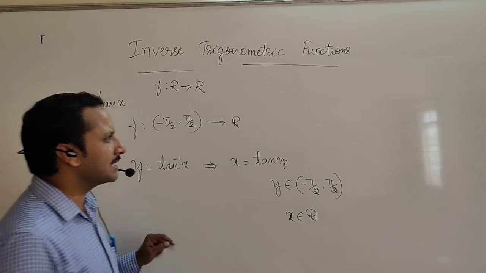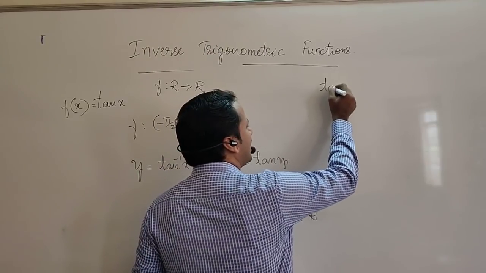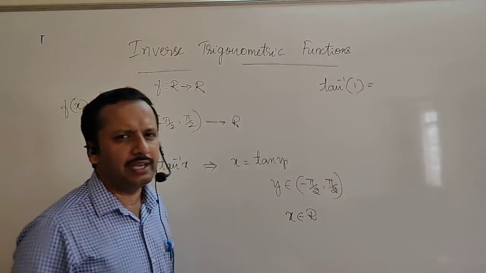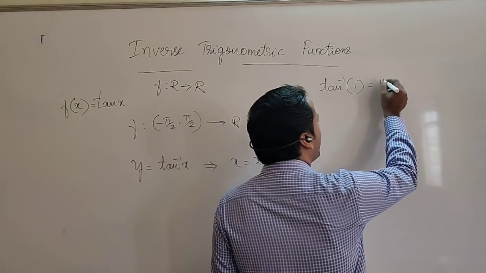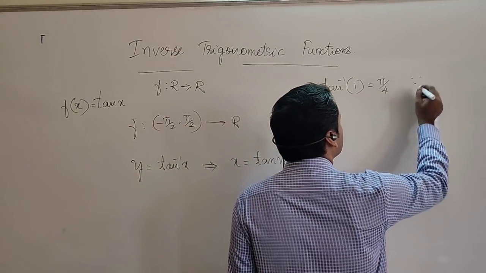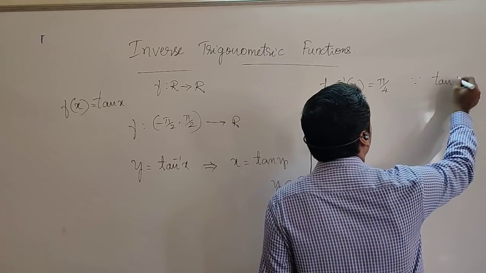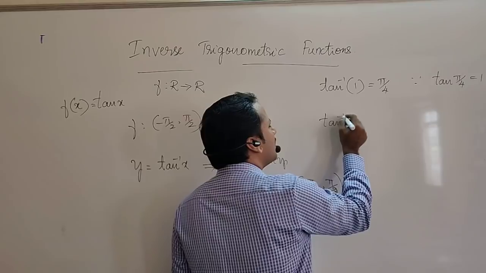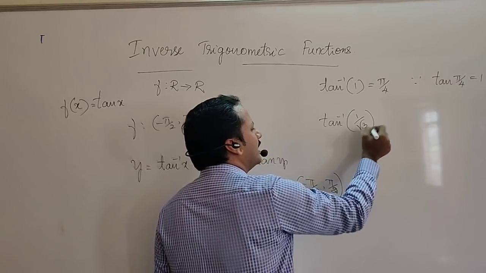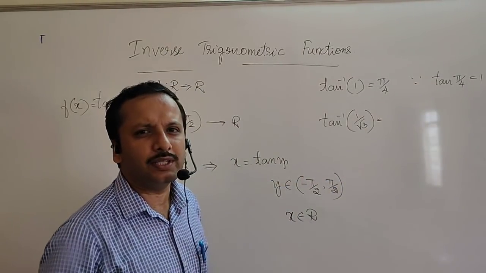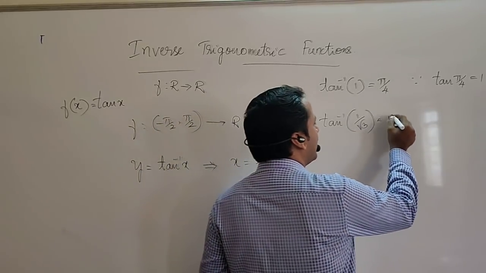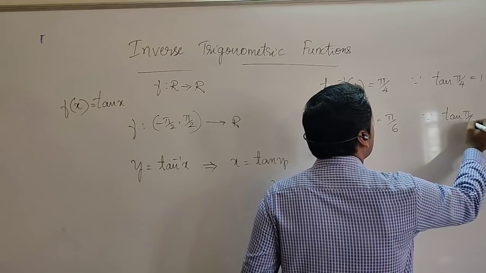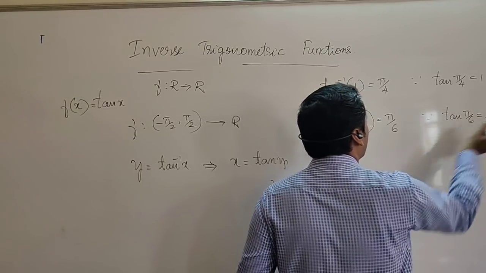Now, let us look at some examples. Say, I will start with the tan inverse of 1. Tan inverse of 1 is equal to pi by 4, since tan pi by 4 is equal to 1. Then tan inverse of 1 by root 3 is equal to pi by 6, because tan pi by 6 is equal to 1 by root 3.